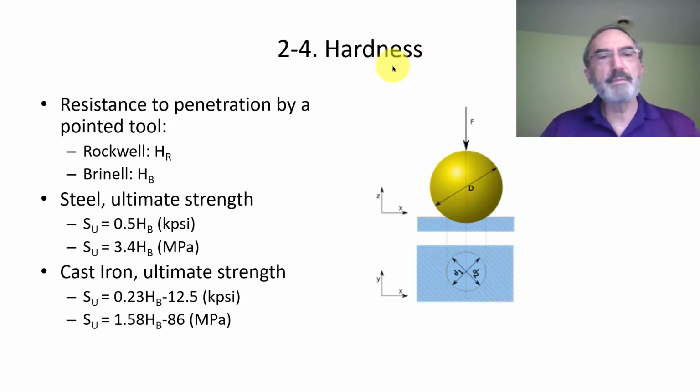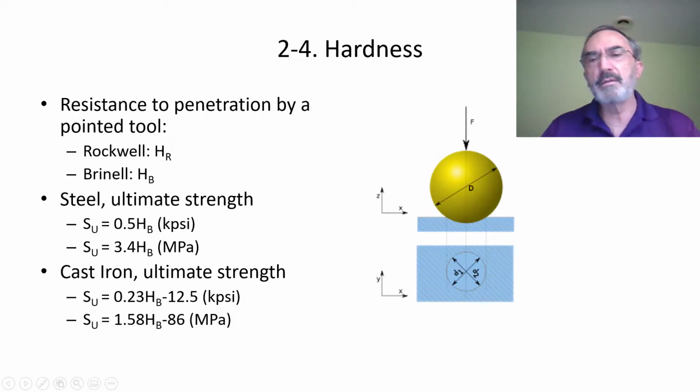Okay, it's a simple test. Basically, you take either a ball or a diamond-shaped indentor. This is the indentor, and this is the material that you want to test. Then you push this ball or some other shape. The Rockwell has a diamond, and the Brinell is the sphere. You push the sphere in, and it will leave an indentation there.